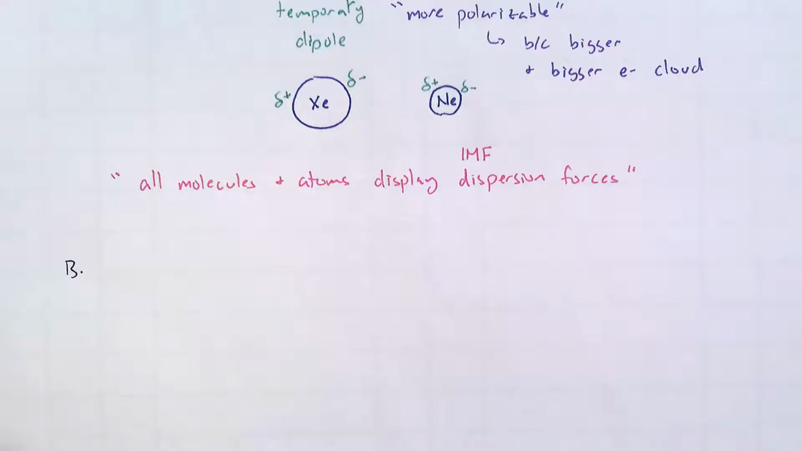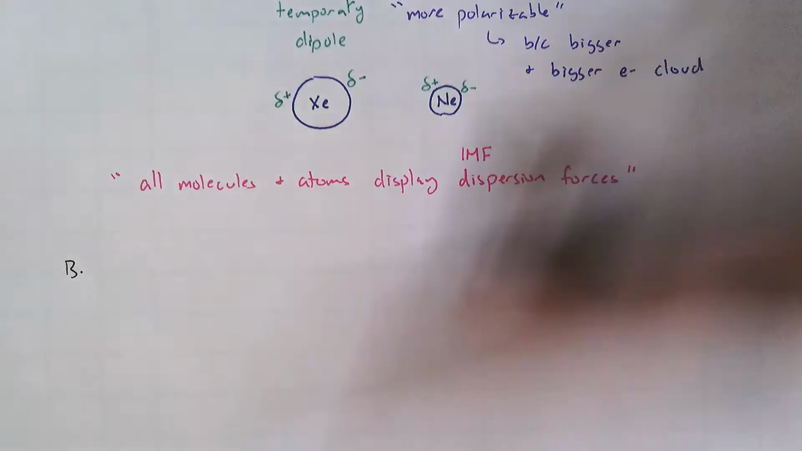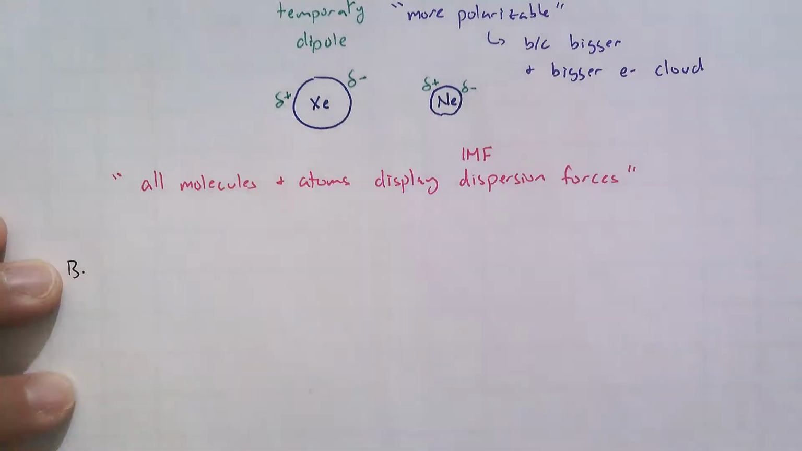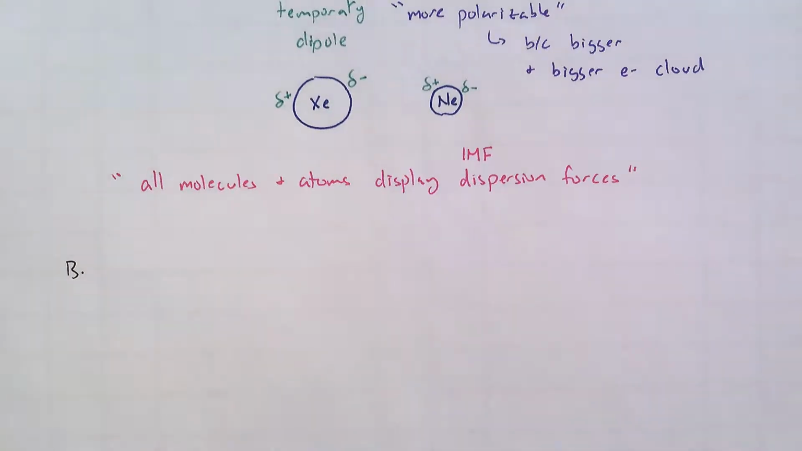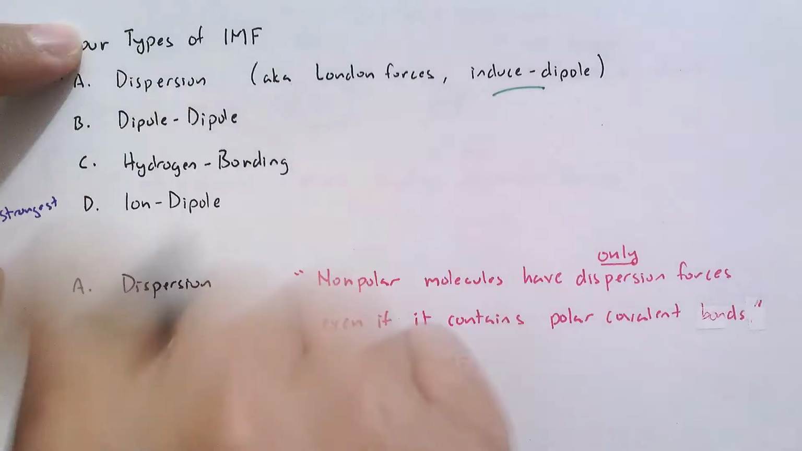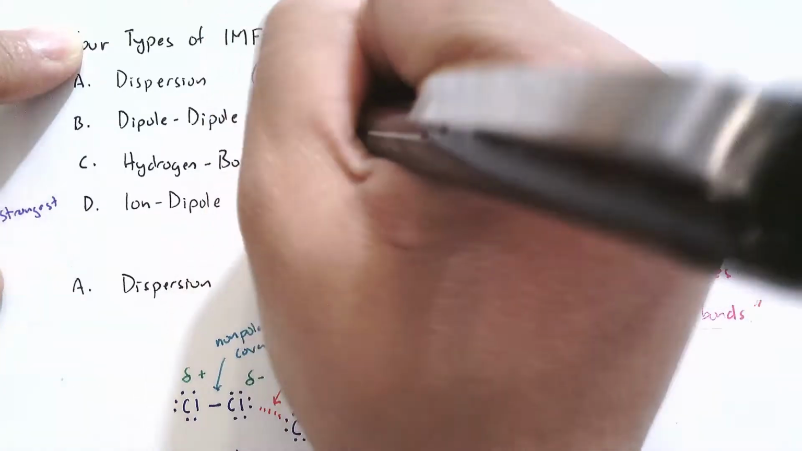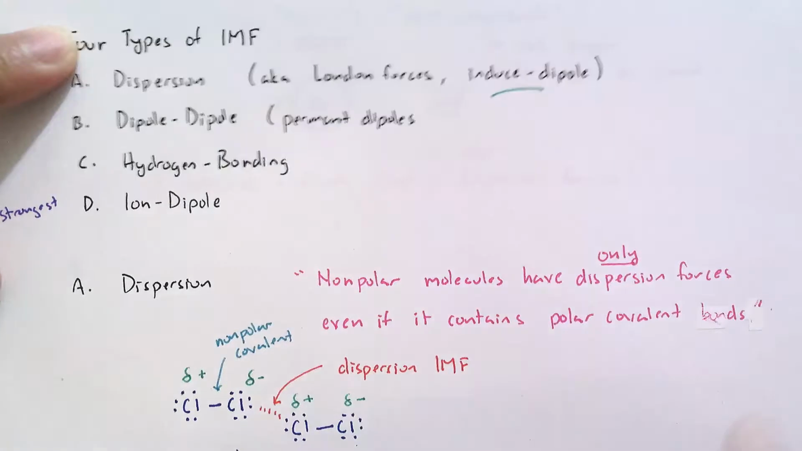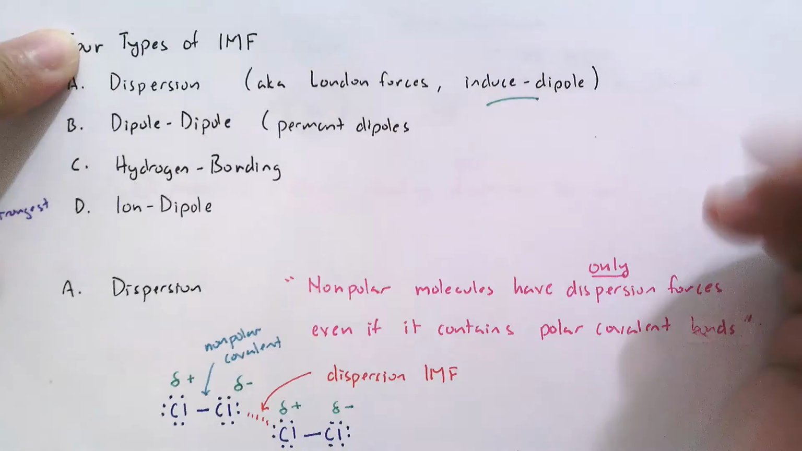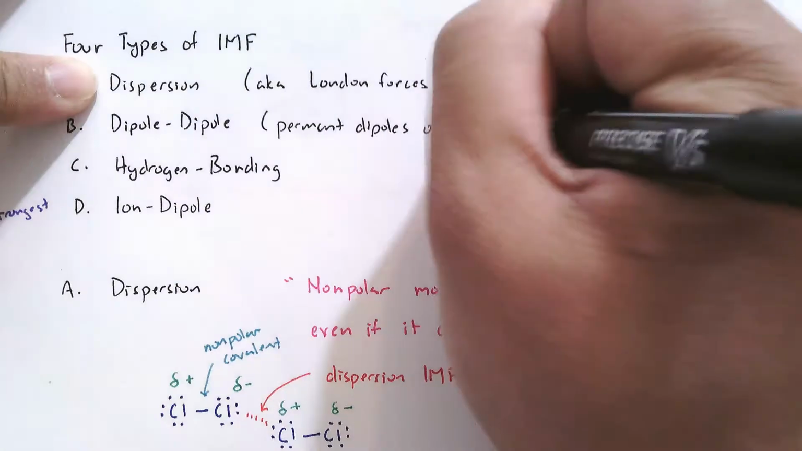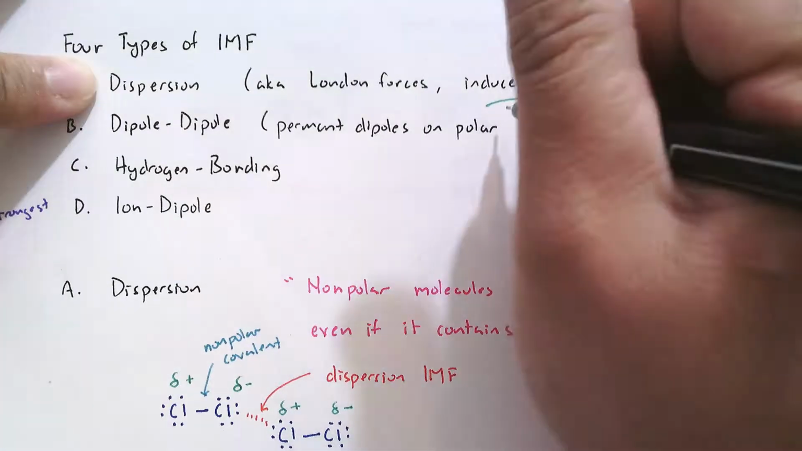B is, where'd my paper go? B is, here it is, dipole-dipole. And to differentiate, while dispersions are induced dipole, dipole-dipole we'll call permanent dipoles. But these are permanent dipoles on polar molecules. Because again, nonpolar molecules will only show dispersion. That's a huge distinction.